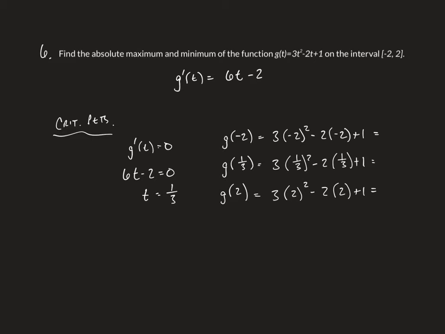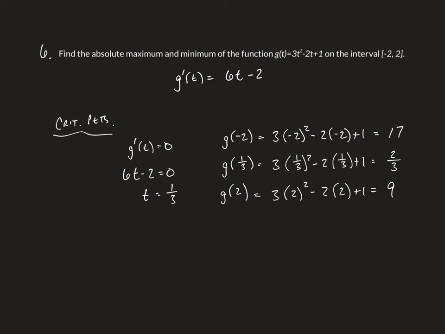Okay, so just to save time, let's go ahead here and calculate this. So g of -2 is going to be 17. And then g of 1/3, okay, so this is a 9th, but this is 3 times a 9th, so that's a 1/3 minus 2/3 plus 1. So that's going to be 2/3. And then we have g of 2, so that's 3 times 4 minus plus 1. Okay, so that's 9 there.